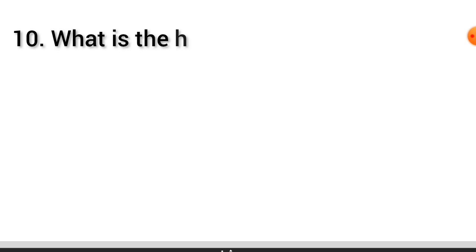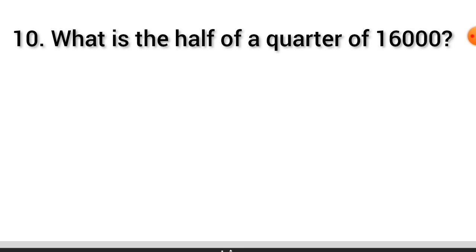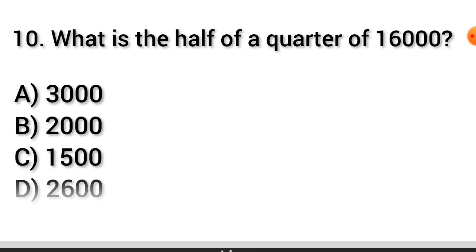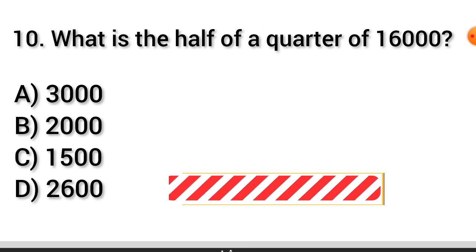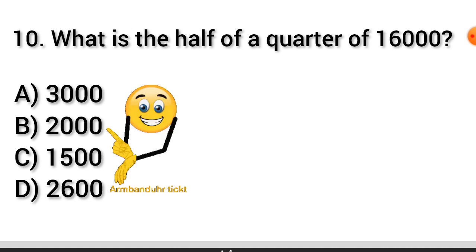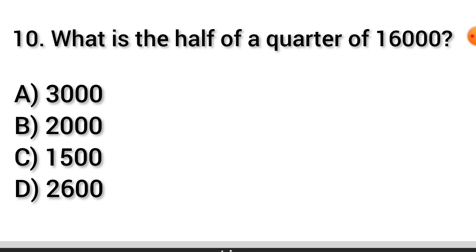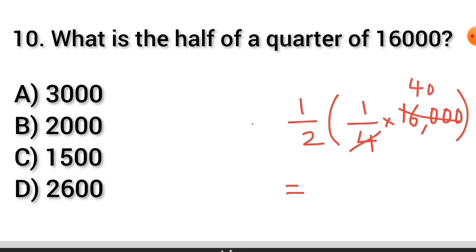What is the half of a quarter of 16,000? Options: 3,000, 2,000, 1,500, 2,600. Option B is the correct one. Let's see the solution. First they are giving half of, and then a quarter. Quarter is nothing but 1 over 4. Of is nothing but multiplication. The number is 16,000. If you cancel this, you will get 4,000. Again, if you cancel with 2, then you will get 2,000. So the result is 2,000.